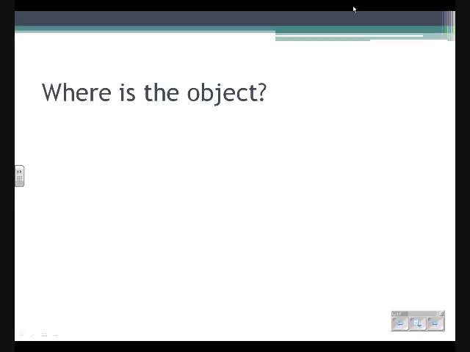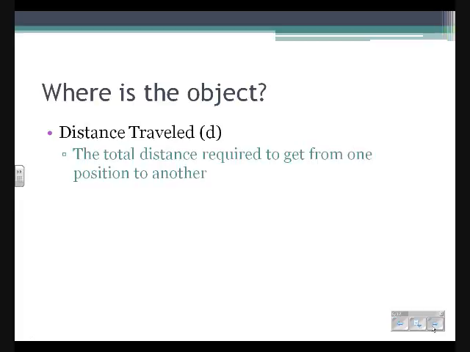There's basically 2 terms that we use in order to describe the motion of the object, or answer the question of where is the object while it's in motion. And those 2 terms probably sound a little similar to you, but they do have some differences. So the first term is distance traveled: the total distance required to get from one position to another.